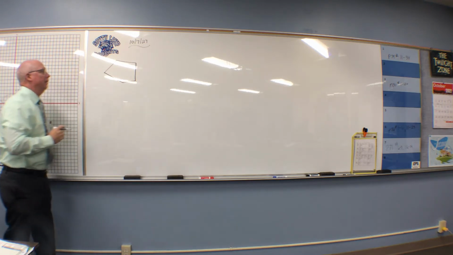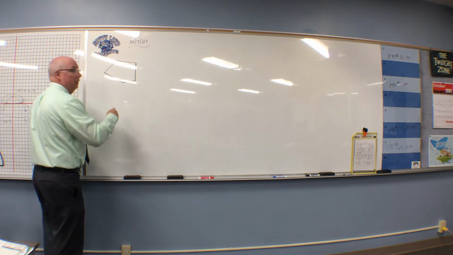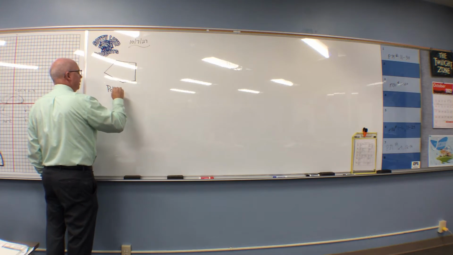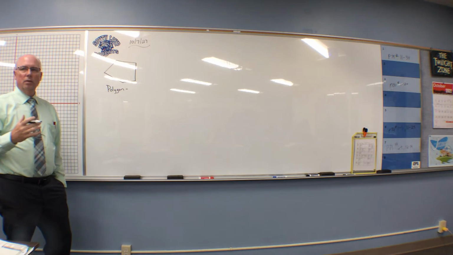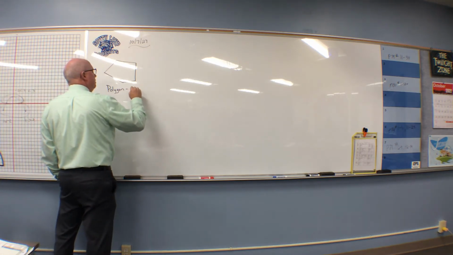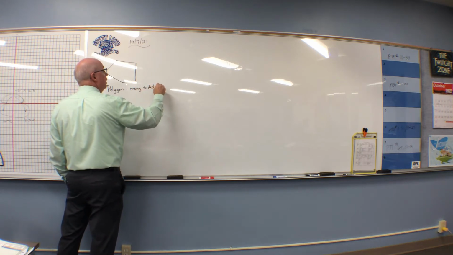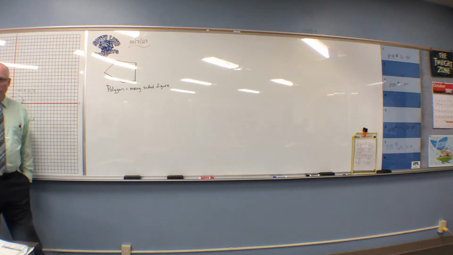If I make a figure like this, and this is just an example, this is not what every figure is, this one is called a polygon. This is the general name of it. A polygon is a many-sided figure. It does not include the circle. However, we're going to talk about a circle today, so we will include that in our conversation.